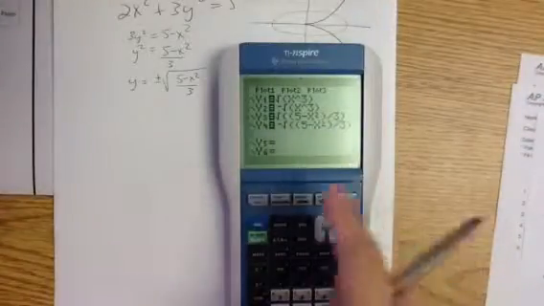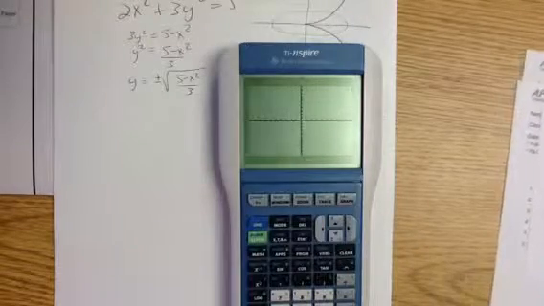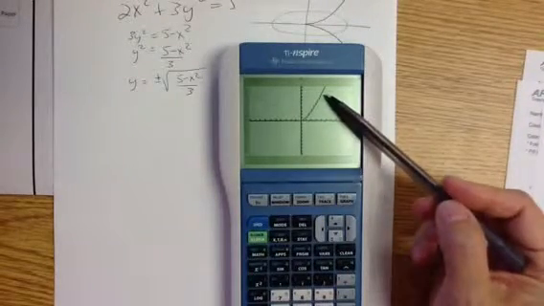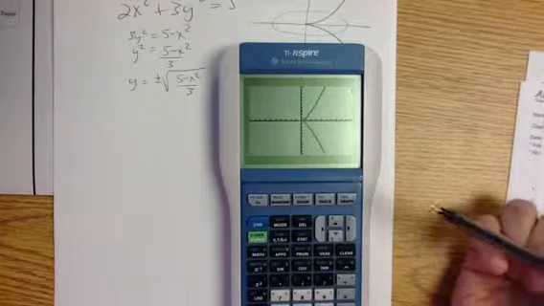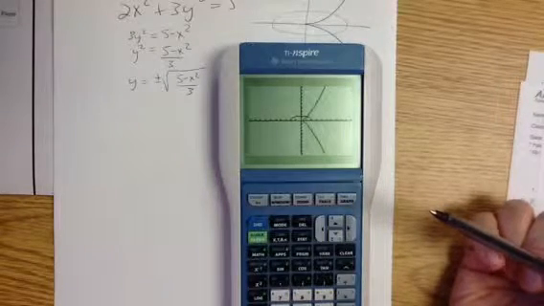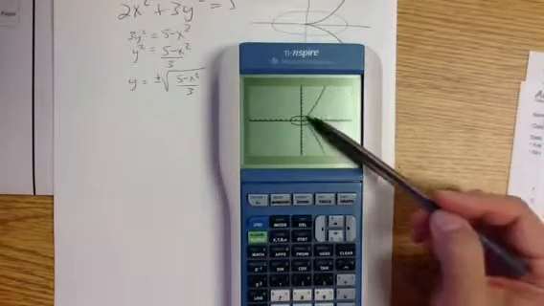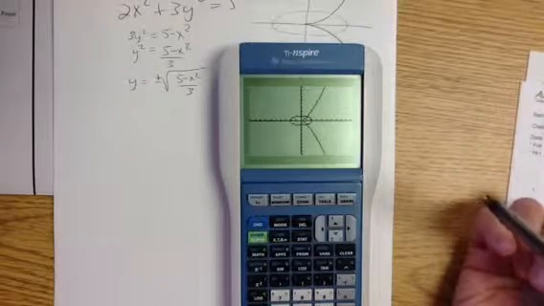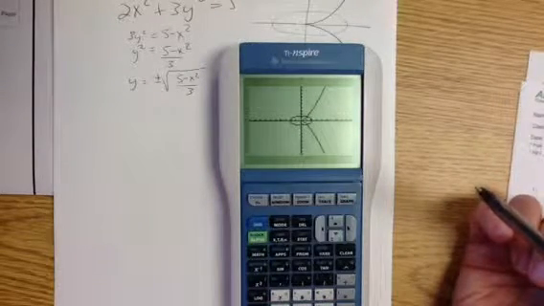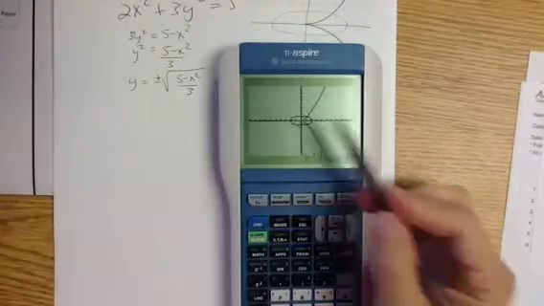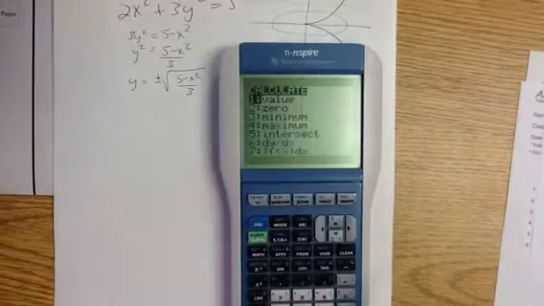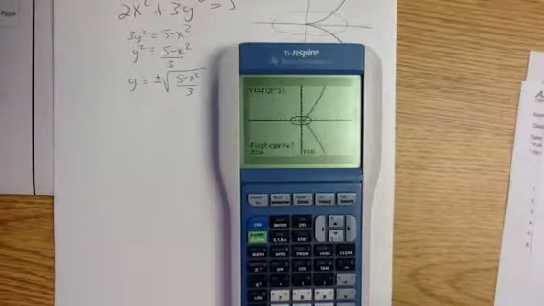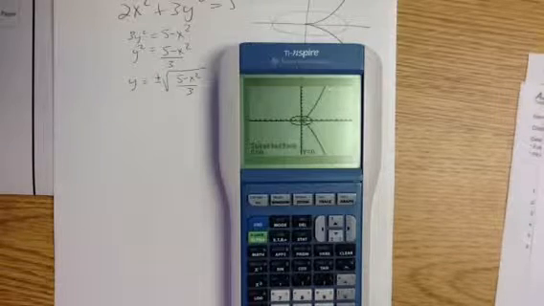So I put these in here. Let's see what our graph looks like. There is my square root, there's my other square root, and there's my ellipse. Now what I need to know is where these intersect. So I have to find those intersection points. So we're going to find the intersection point: second calc, intersect, first curve, second curve. Let's see where it takes us.